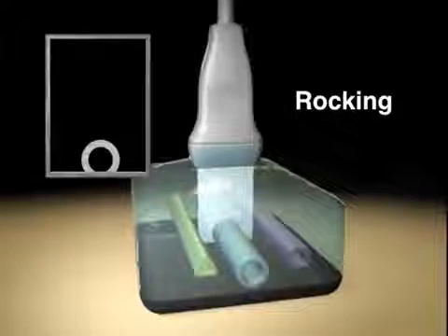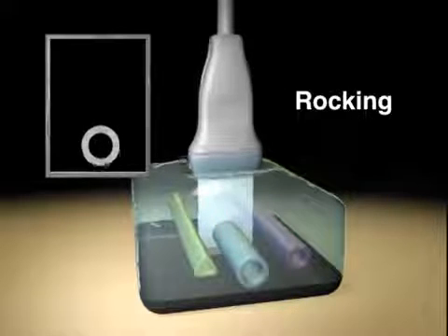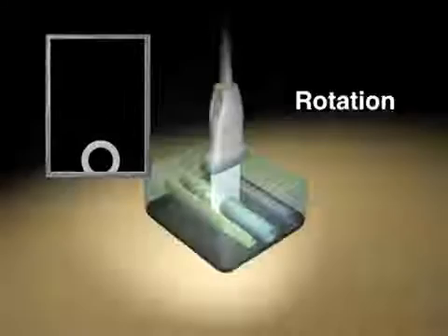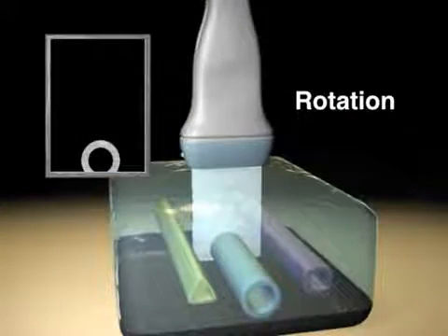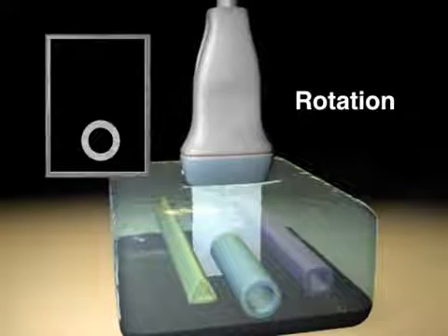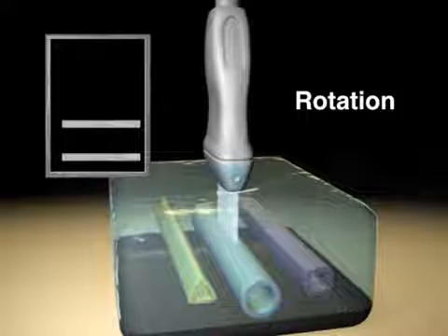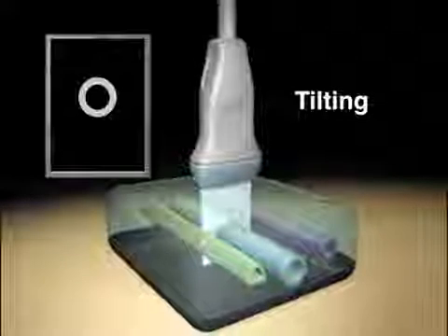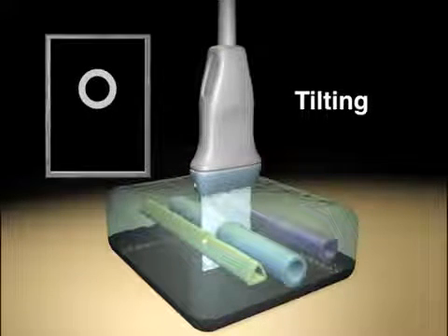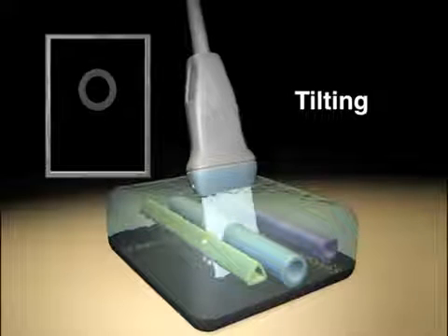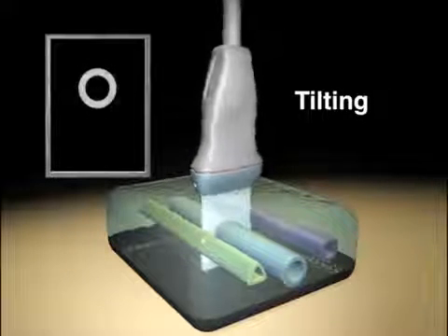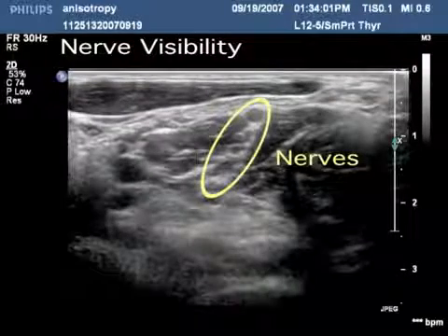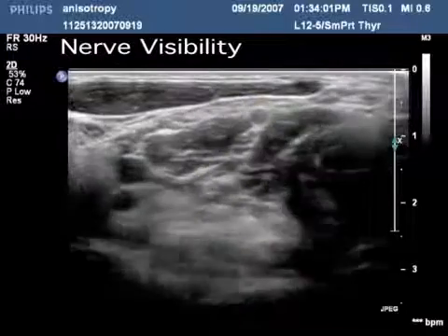Rocking allows us to extend the plane of imaging when we are working in a narrow acoustic window. Rotation is used to switch between short-axis and long-axis imaging. Tilting allows us to scan along the course of a structure through a narrow acoustic window. In nerve imaging, it is critical to optimize transducer tilt to properly visualize nerve fascicles. Nerves are seen best when the scan plane is orthogonal to the course of the nerve.